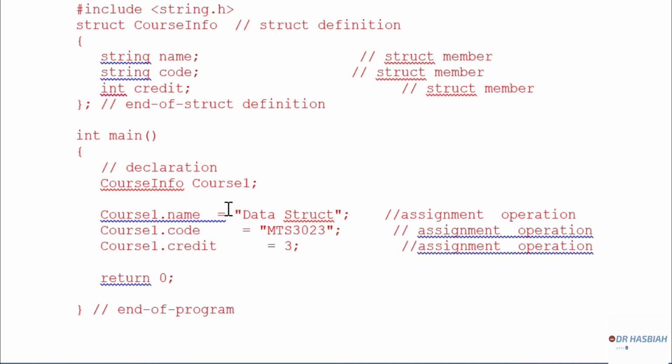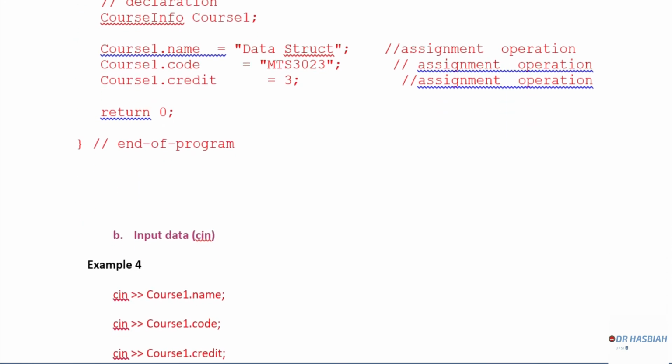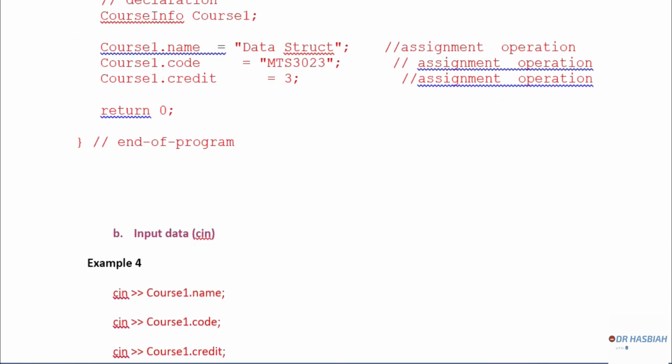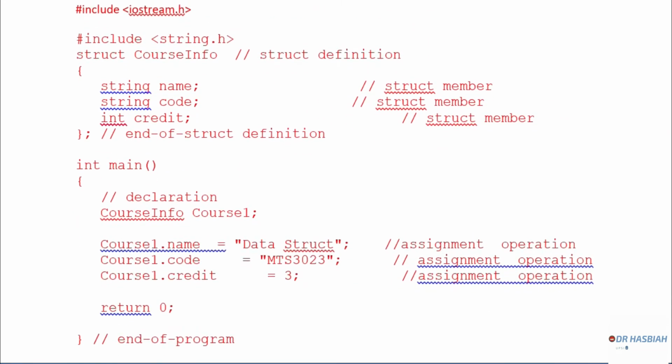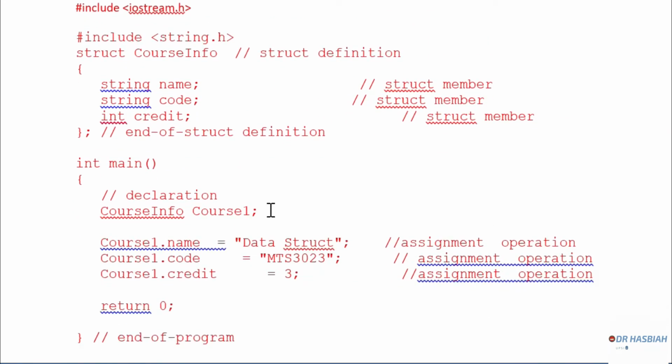So let's say now you want to change the content of your struct member from your cost1. You can do cost1.name equal to data struct, cost1.code equal to MTS 3023, cost1.credit equal to 3. So the assign operator here will change the content of the name, code, and credit. Okay, so this is the example of how to use the definition and declaration using the struct.